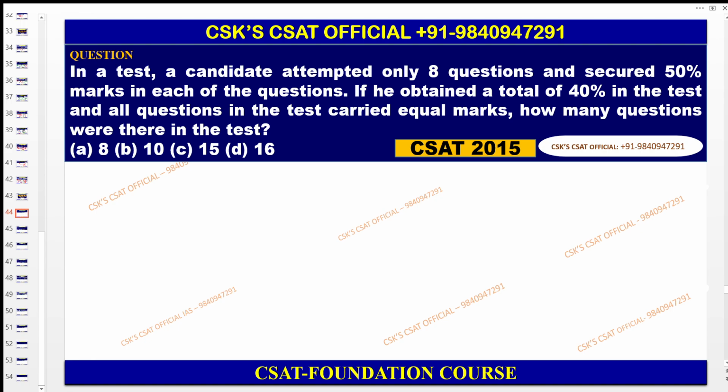So in a test, a candidate attempted only 8 questions and secured 50% of the mark in each of the questions. Please remember, each of the questions. The next here is if you obtained a total of 40% in the test and all the questions in the test carried equal marks. How many questions were there in the test? Here you need to find out how many questions are there.